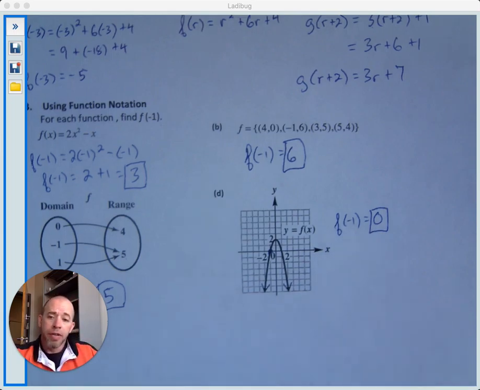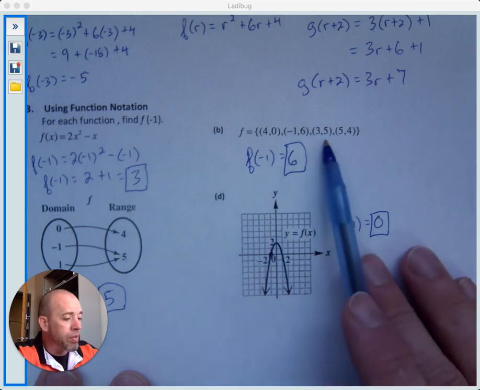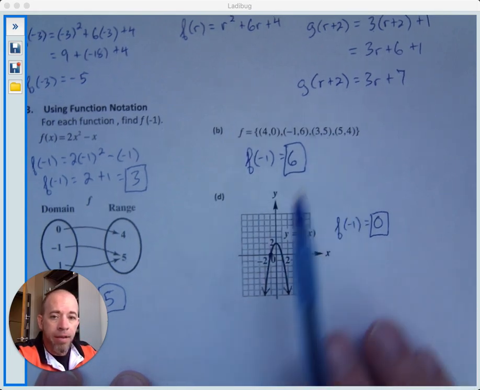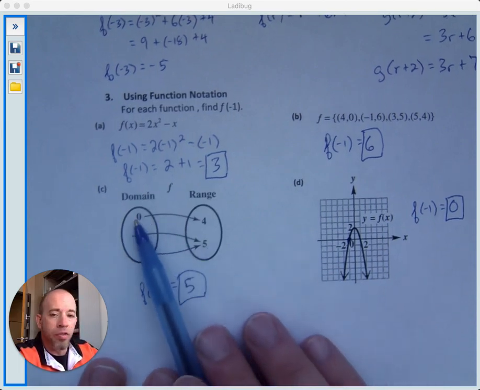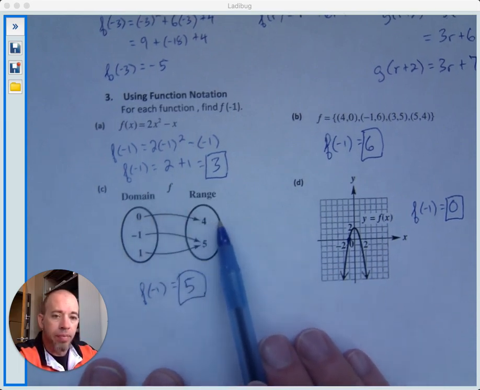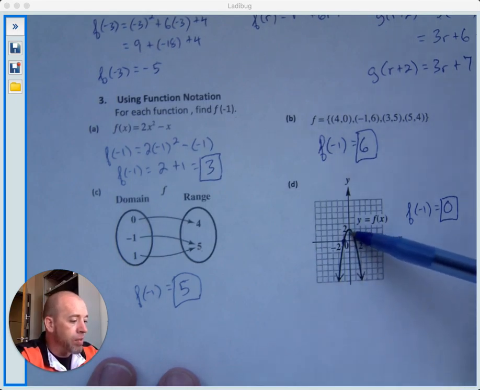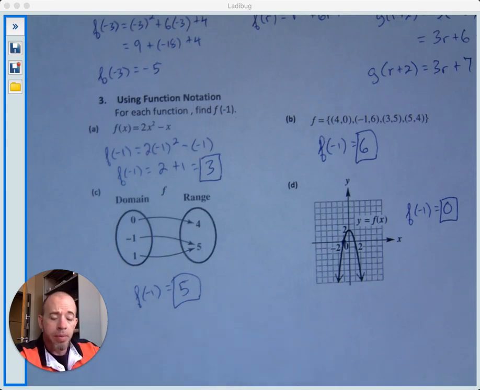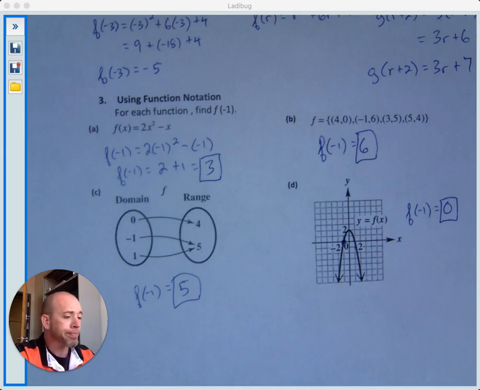Now I could ask you to find other values of the function on these. I just gave one example, but for instance in part B, if I asked you what f of 3 was, hopefully you would say that's 5. On part C here, if I said, what's f of 0? Hopefully you'd say, that's 4. On this one here, if I said, what's f of 0? Hopefully you'd say the y value is 2. F of 0 would be 2. So you could do a lot of examples with these same particular functions if you wanted to.